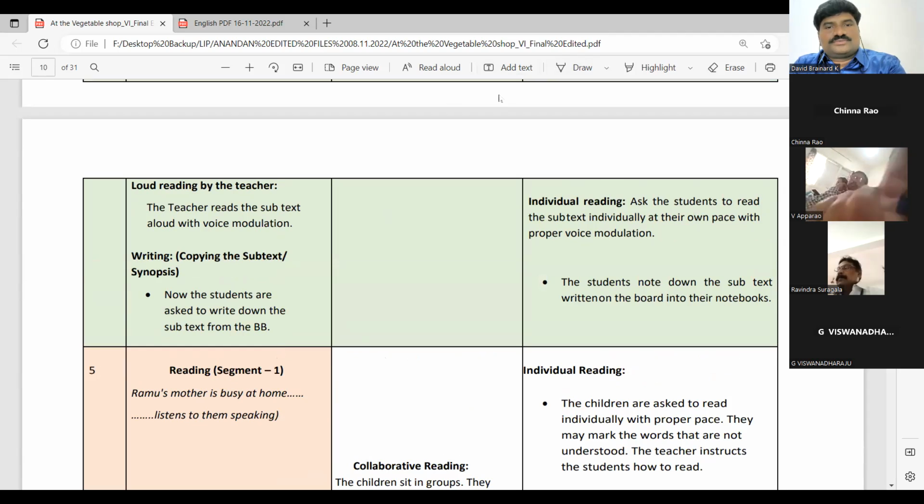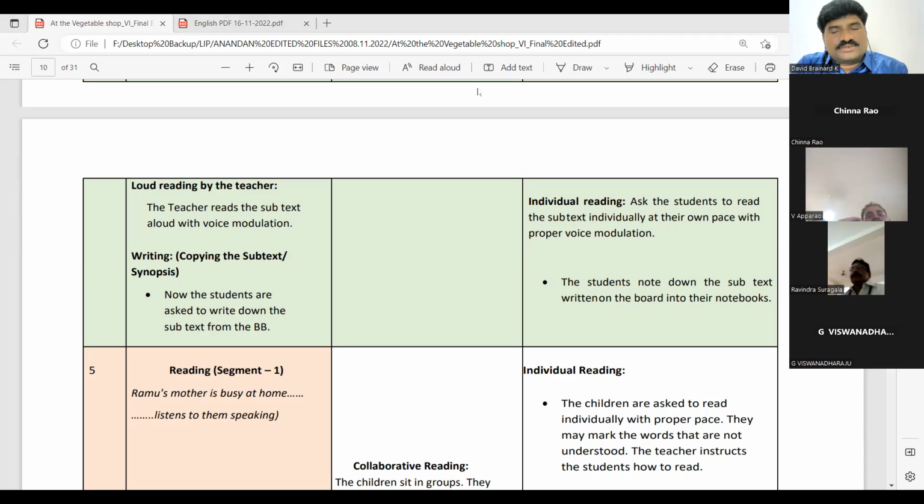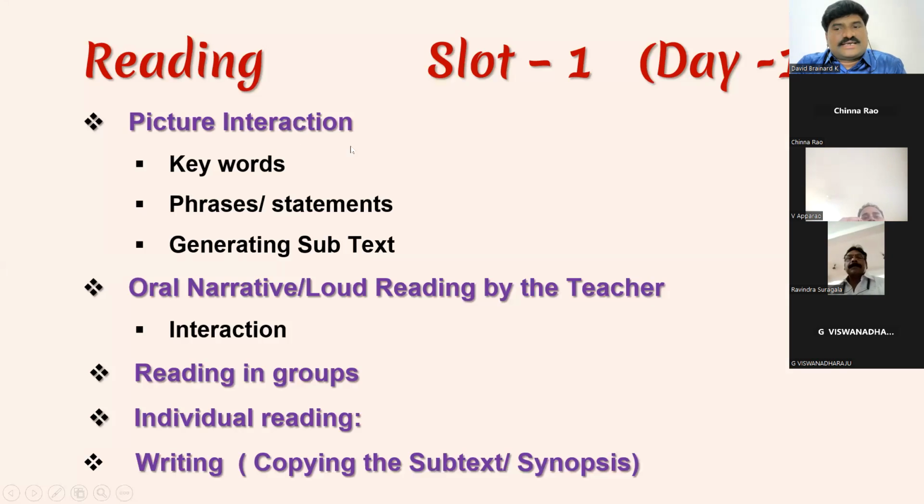Now I'd like to share the same PPT that I was trying to. So in picture interaction, first we generate keywords, we elicit and generate a few sentences or statements, and then we make a subtext. If subtext is not going to happen, we can give an oral narrative which is prepared by us beforehand. And then there should be some interaction. And then finally, groups will read. They'll read in groups, they'll read individually, and then they'll copy down the subtext or the synopsis, or what we call the oral narrative, that we have written on the board. That can be copied down by the students. So some kind of writing happens here before he reads the lesson.